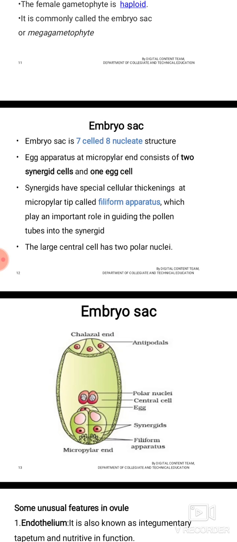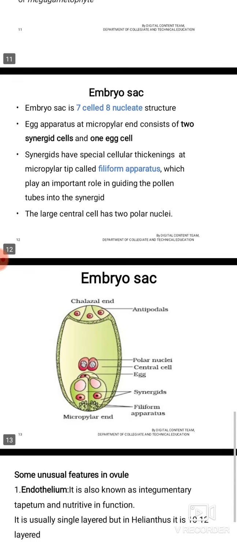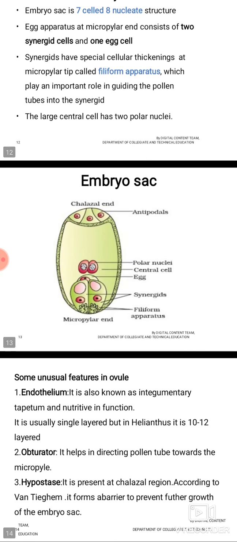Some of the unusual features seen in case of ovule are endothelium. It is also known as integumentary tapetum and it is nutritive in function. It is usually single layered, but in case of Helianthus, it is 10 to 12 layered. The second unusual feature is obturator. It helps in directing the pollen tube towards the micropyle.